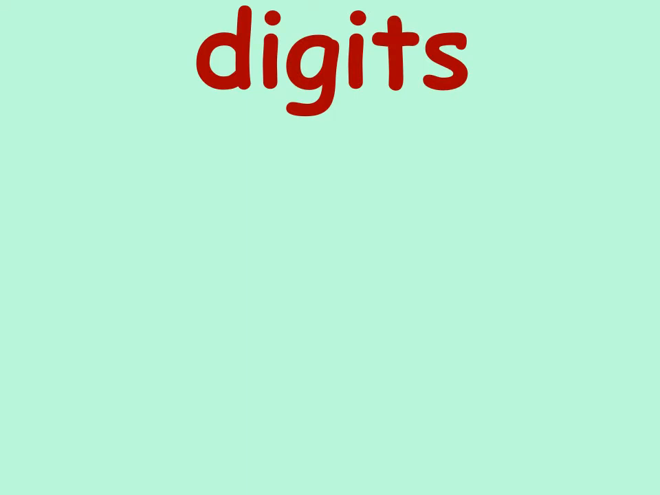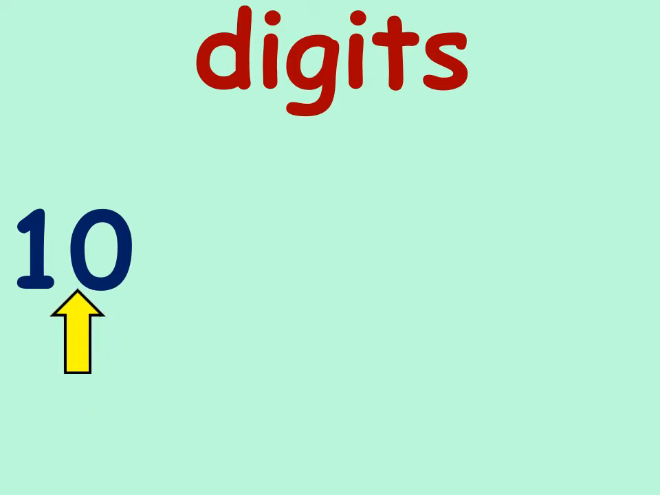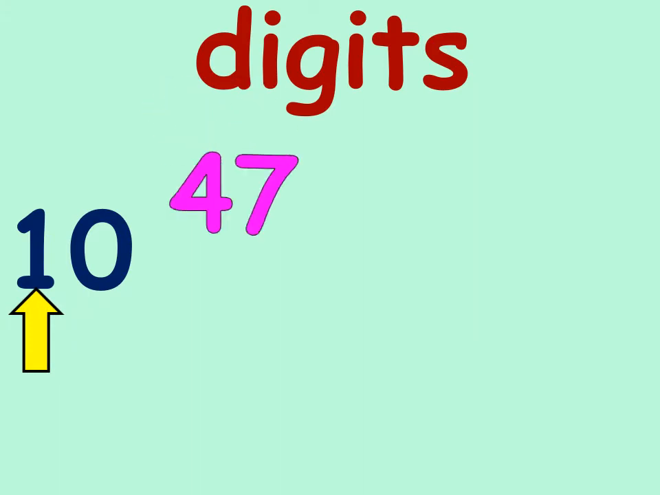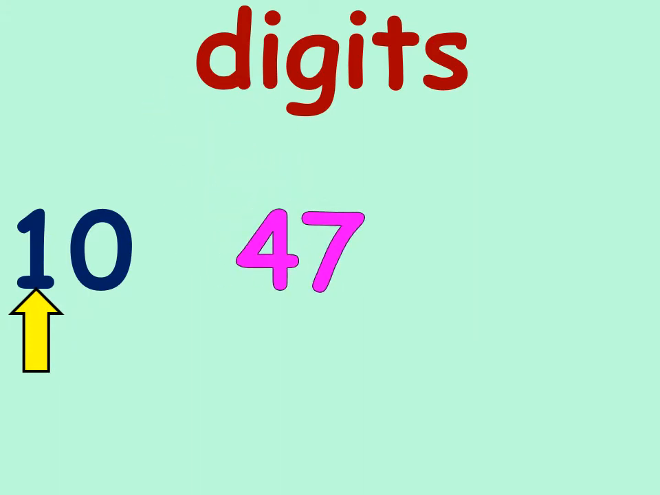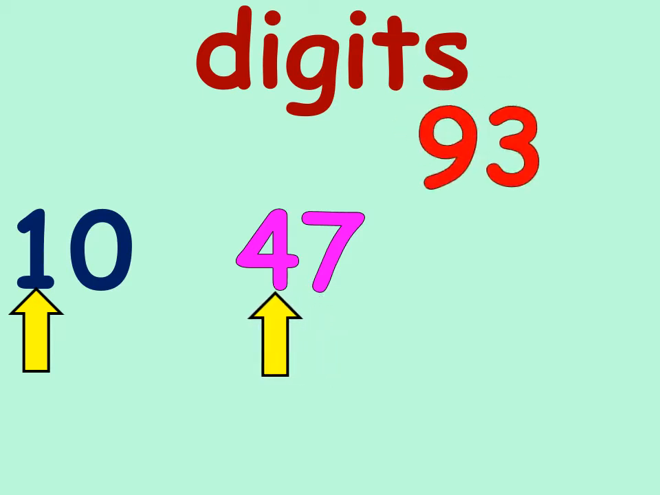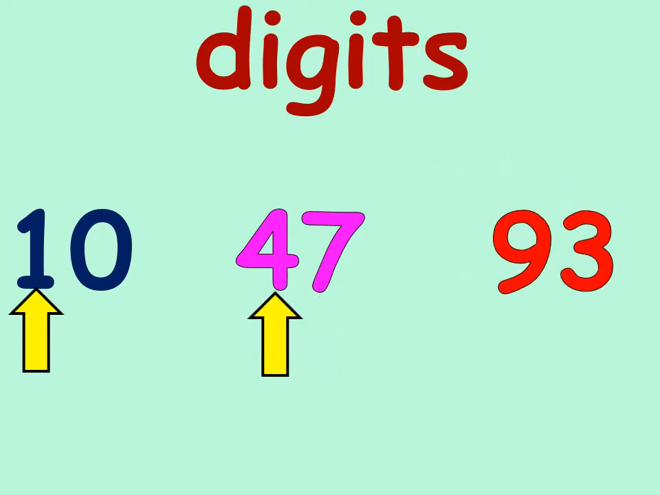Digits. Remember what digits are? Like that is the number 10, and it has two digits. There's 1, 2 digits. Or the number 47, and it has 2 digits. 1, 2. And what's that number? 93. How many digits does it have? You're right. It has 2. 1, 2. Good job. So we have numbers and digits.